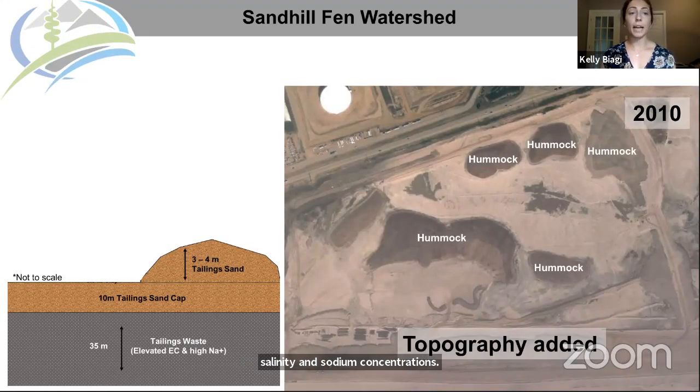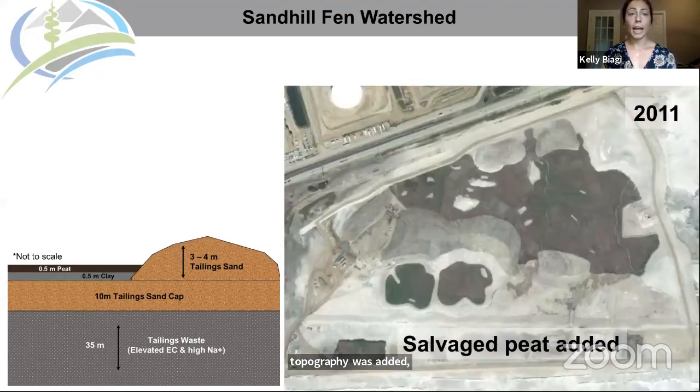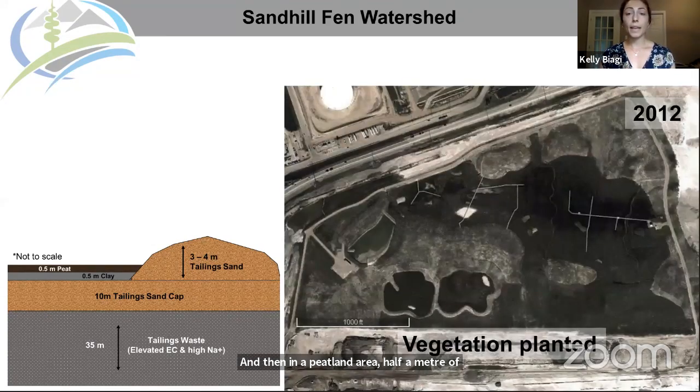So topography was added, hill slopes that are about 3 to 4 meters tall. I've indicated them on the image here. And then in the peatland area, half a meter of clay was placed, followed by half a meter of peat that was salvaged. And then construction was finished in 2012 when vegetation was planted.